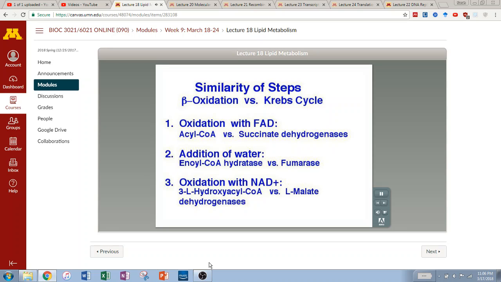3-L-hydroxyacyl-CoA dehydrogenase versus L-malate dehydrogenase. Both reactions use NAD+ to convert a hydroxyl group to a ketone. The point is that nature has given students of biochemistry a gift here. You do not have to learn 2 completely different pathways. If you memorize the TCA cycle, then learning beta oxidation should be duck soup because it's essentially the same pathway with slightly different surrounding structures.